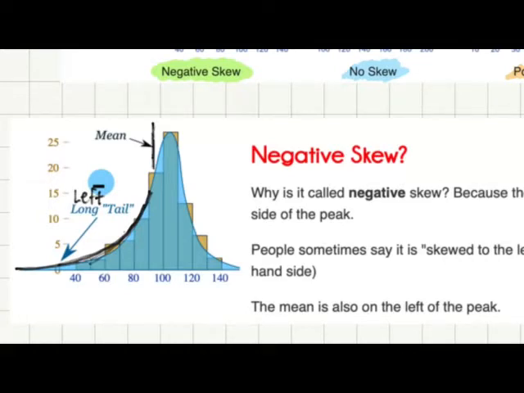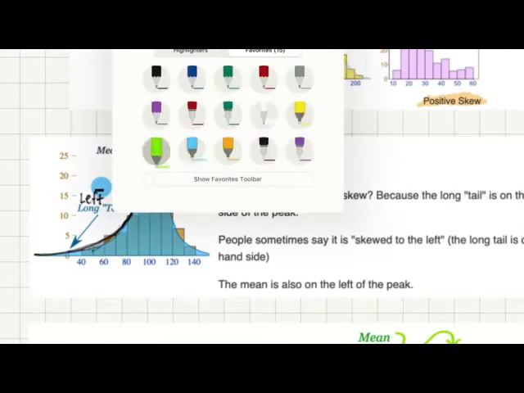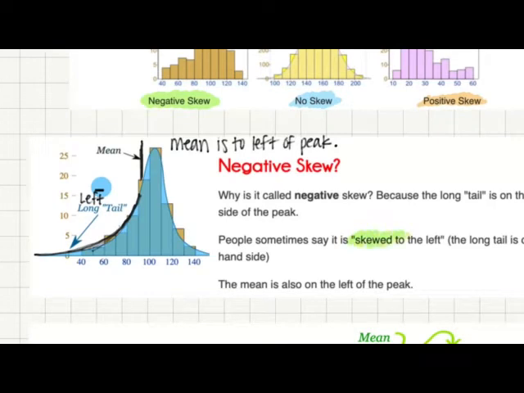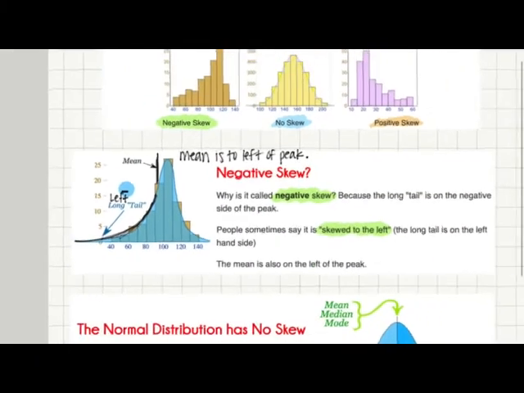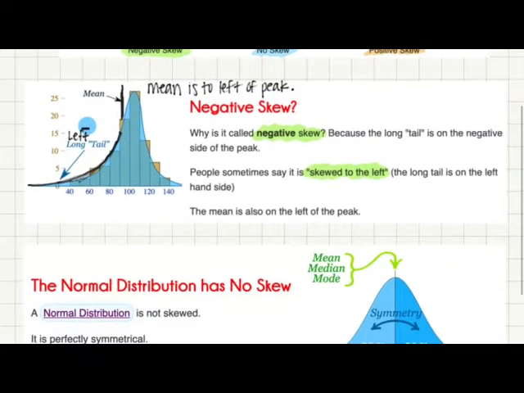Another important piece is that the mean is to the left of the peak. So the mean of the data is to the left of the peak. So that's why some people are going to call it skewed to the left. I'm going to use green here, and that's why some people would call it skewed to the left. So a negative skew is when the data is skewed to the left. That means the long tail is on the left-hand side. The mean is to the left of the peak.